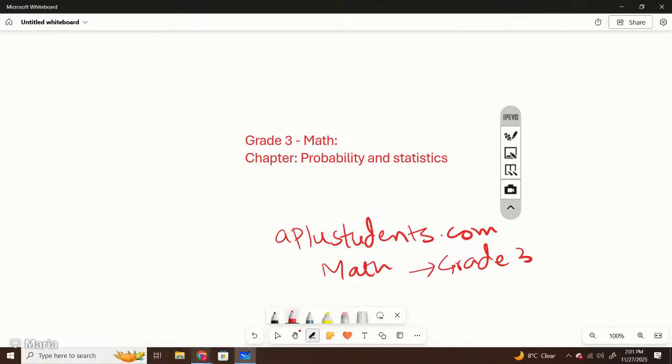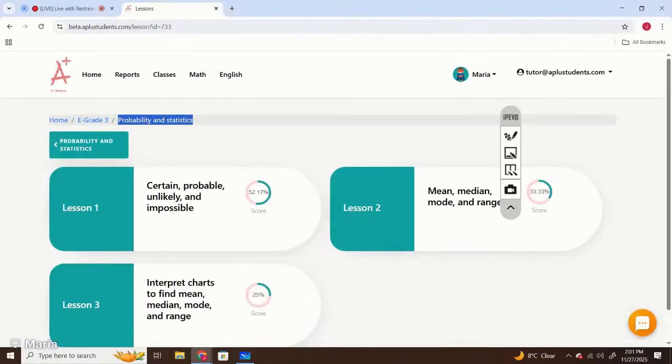Here I am on grade 3 math. The chapter we're on right now is probability and statistics. Let's just start with the lesson that is certain, probable, unlikely, and impossible. So let's just start with the lesson.